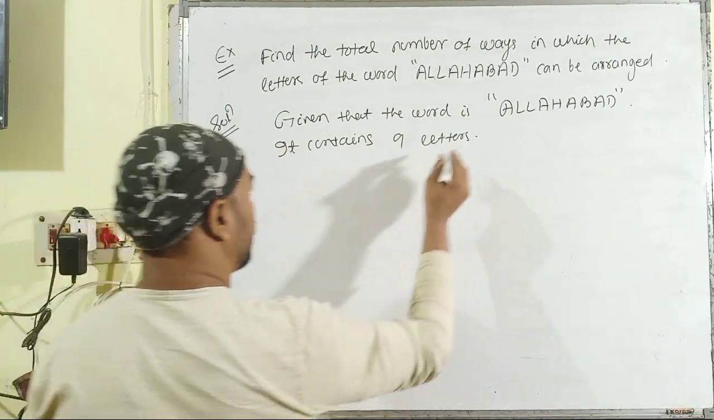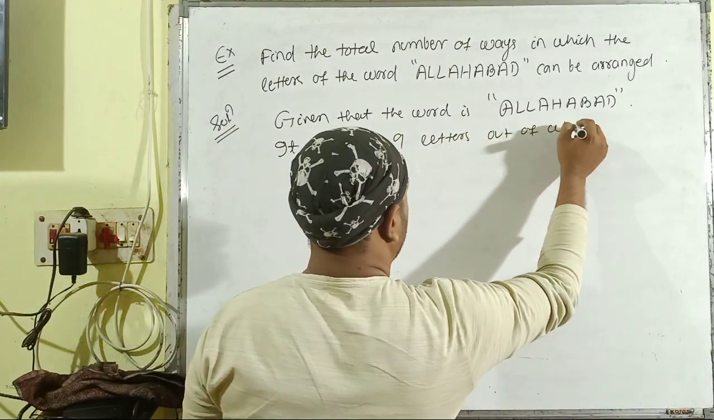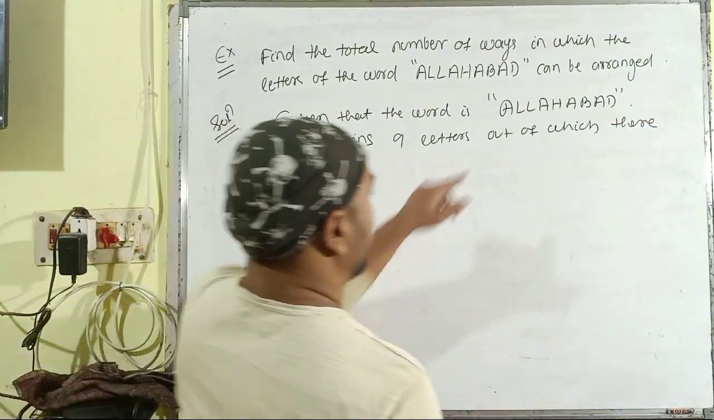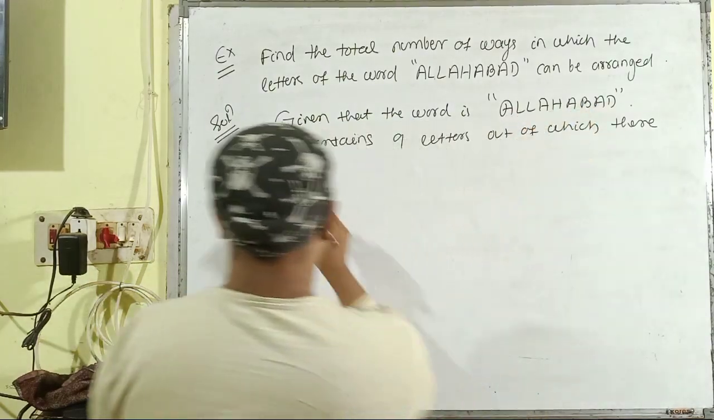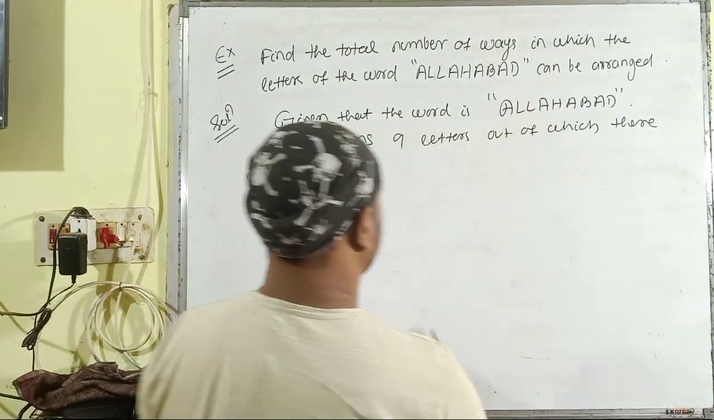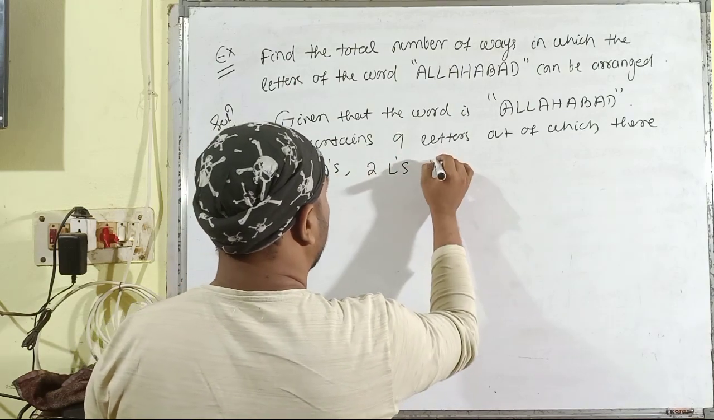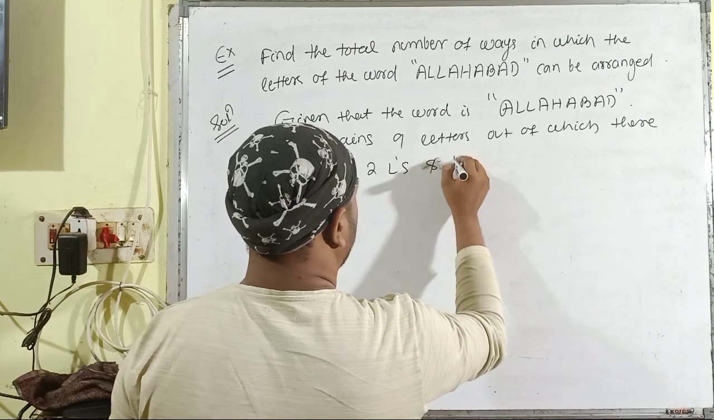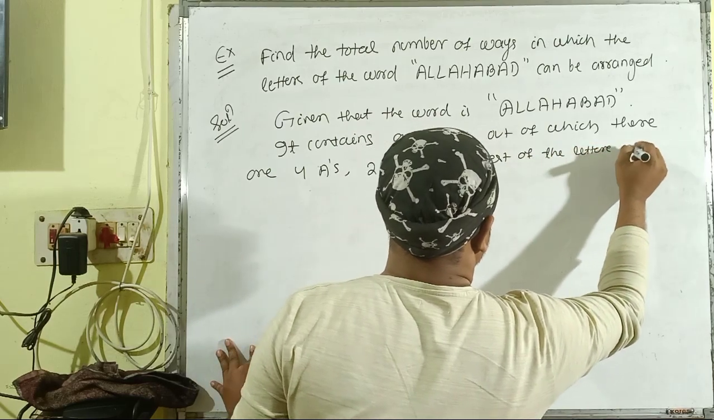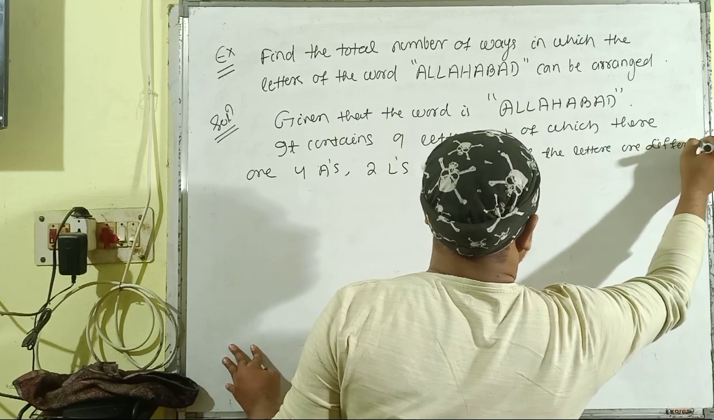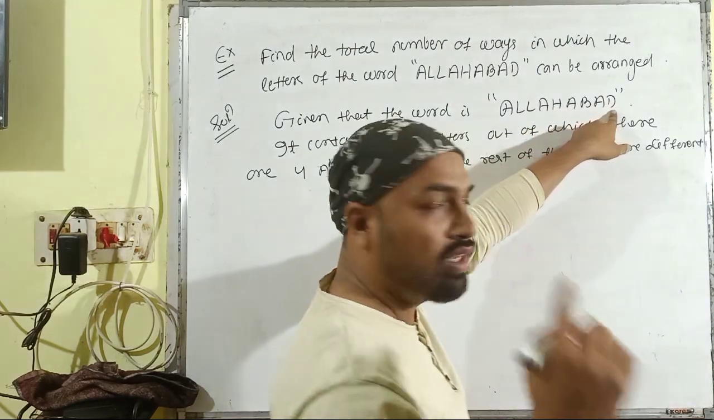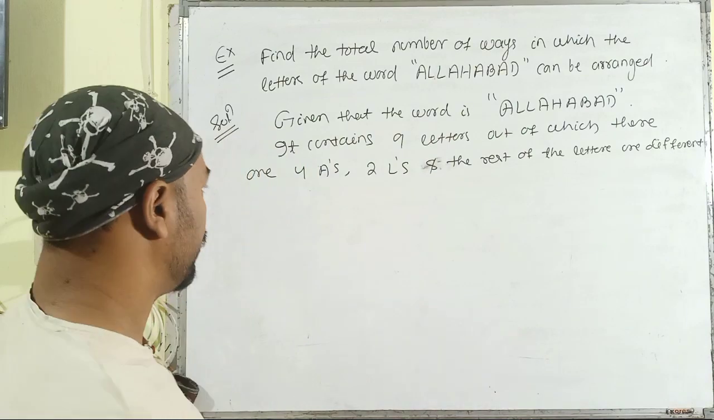Out of these 9 letters, you can see that there are 4 A's and then 2 L's, and the rest of the letters are different, because you can see that H is present a single time, D is present a single time, and there is a single B also.